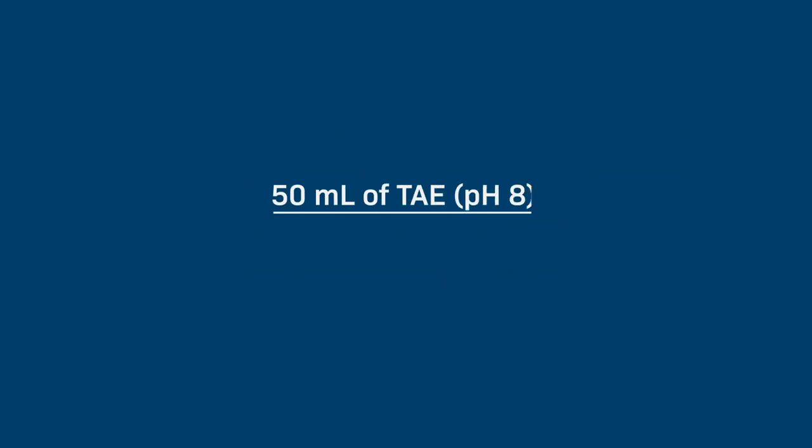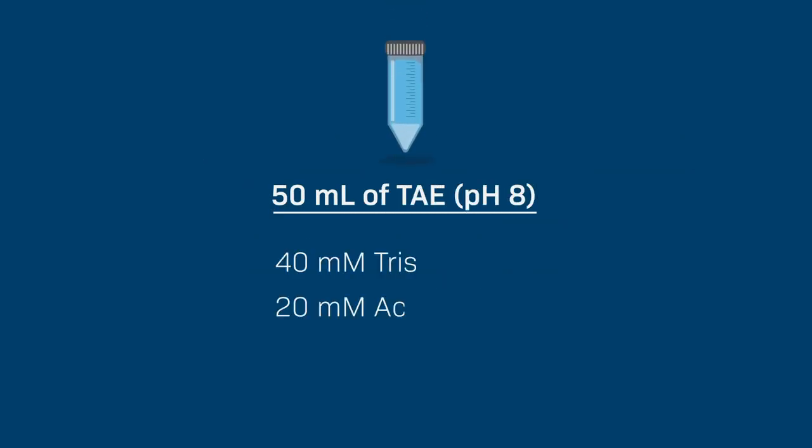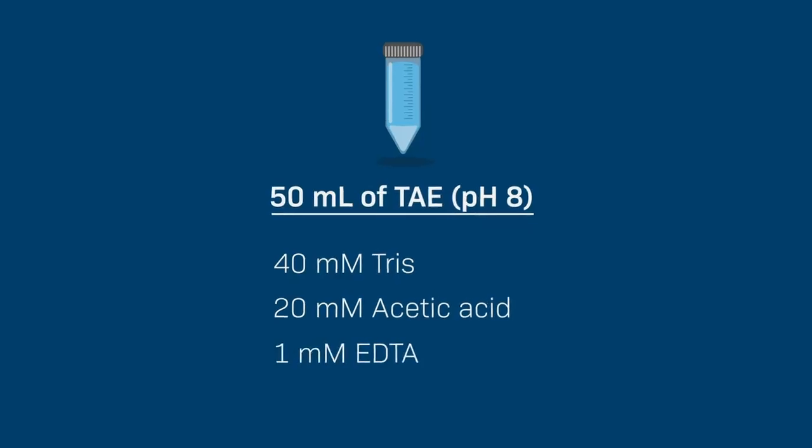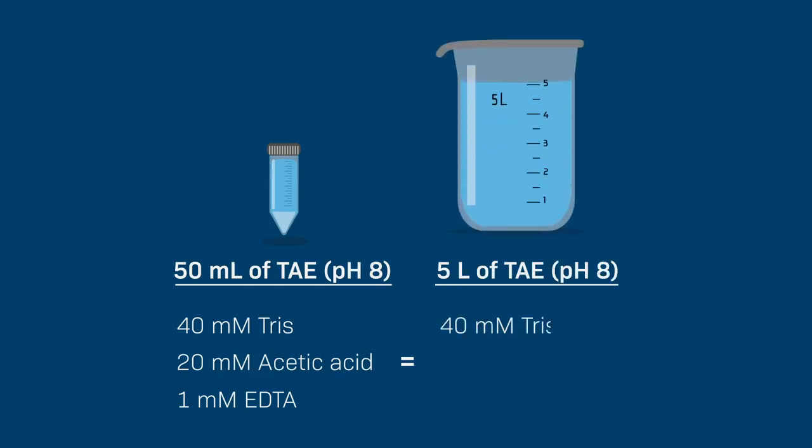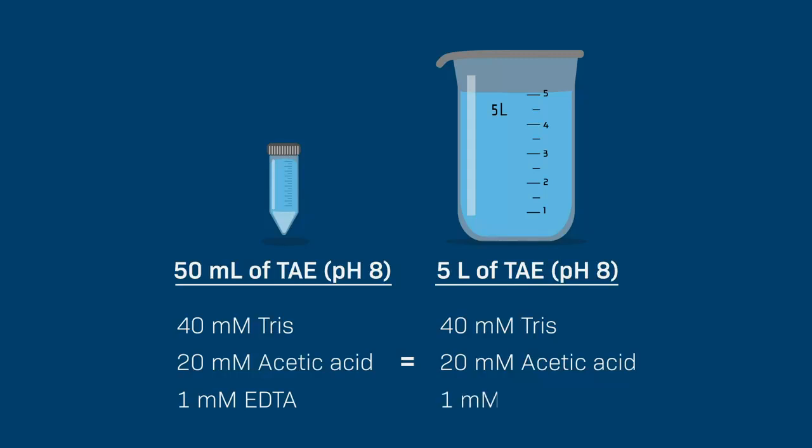Go over some best practices for calculating the amount of ingredients needed to make a solution. We'll need our solution recipe and the volume of solution we want to make. In this example, we'll be making TAE, a solution commonly used in molecular biology labs, and we want to make 5 liters of it, enough for us and our lab mates.